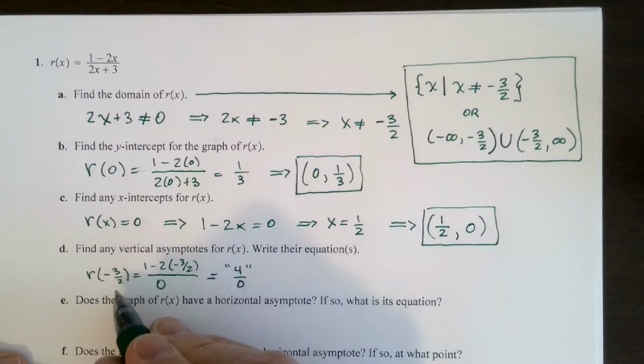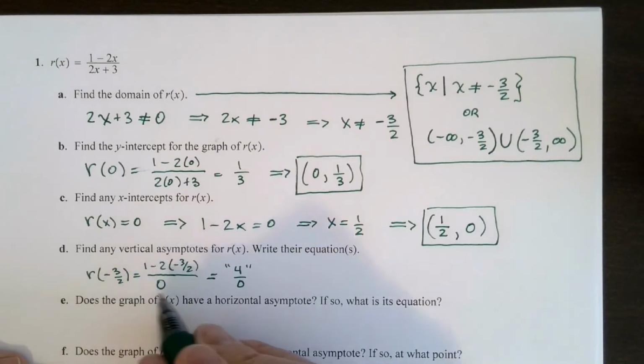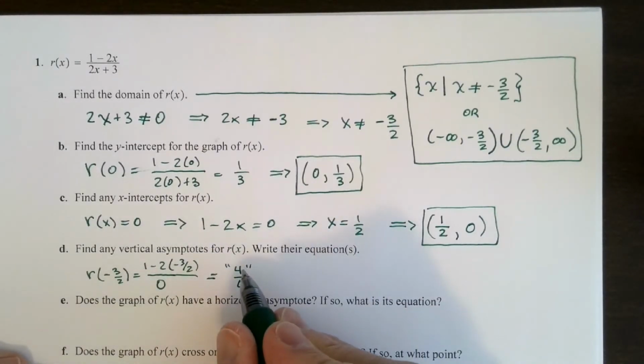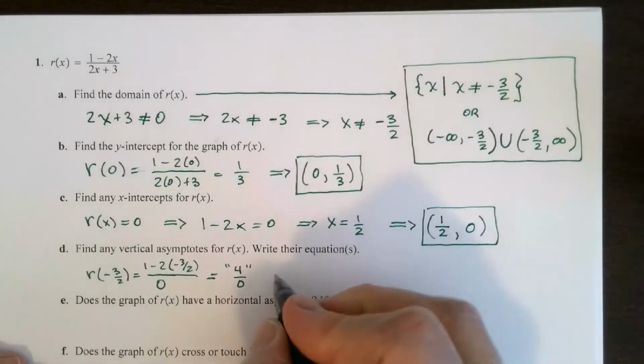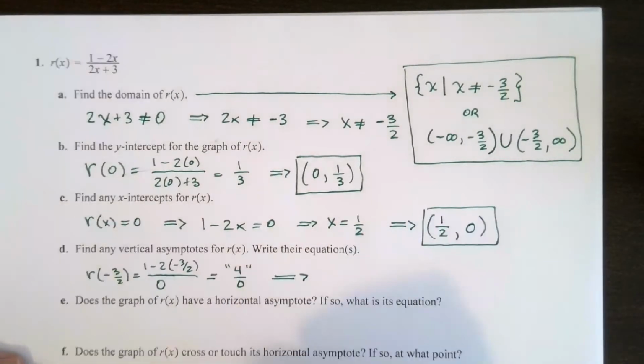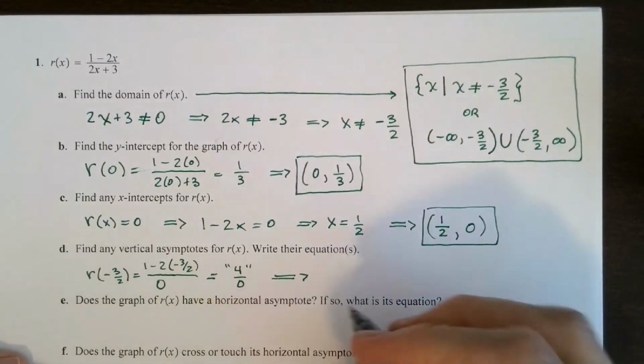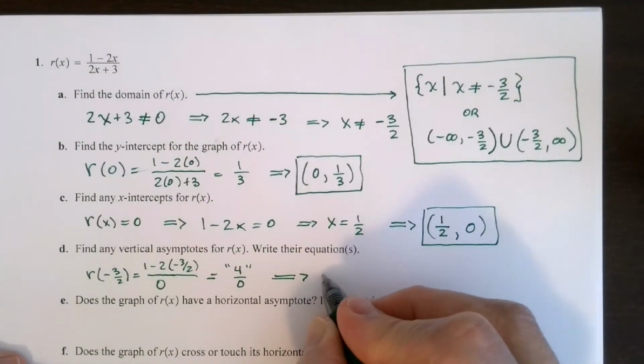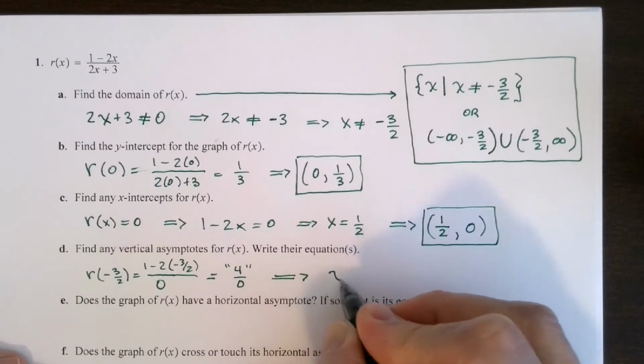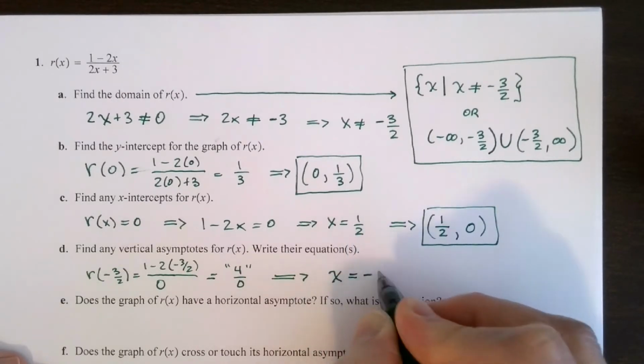When would I have a hole in the graph? How would I know if I have a hole in the graph at negative 3/2? That's when you get 0 over 0. If the top and bottom are both 0, meaning we have the same factor in the numerator and denominator, then it's a hole in the graph. But this tells me that we have a vertical asymptote at negative 3/2. How do I write the equation? The equation is x equals negative 3/2.